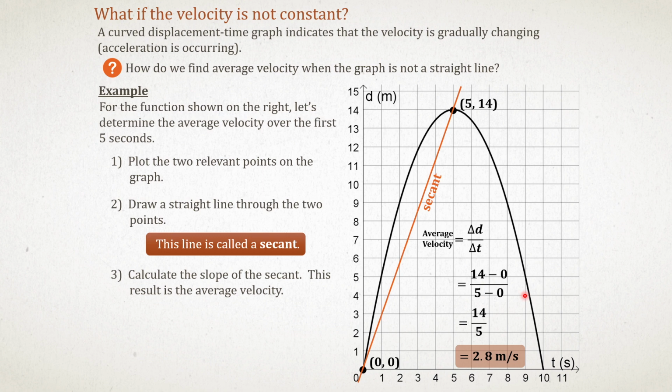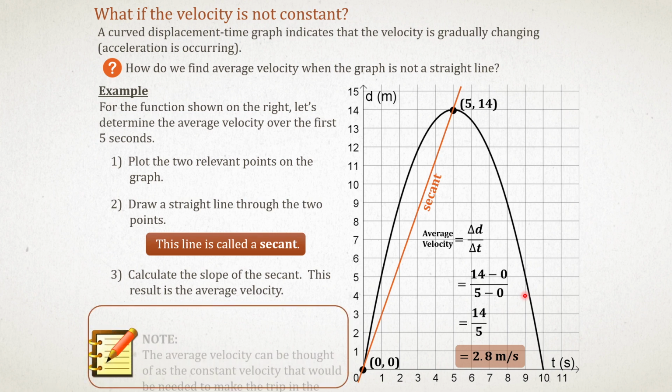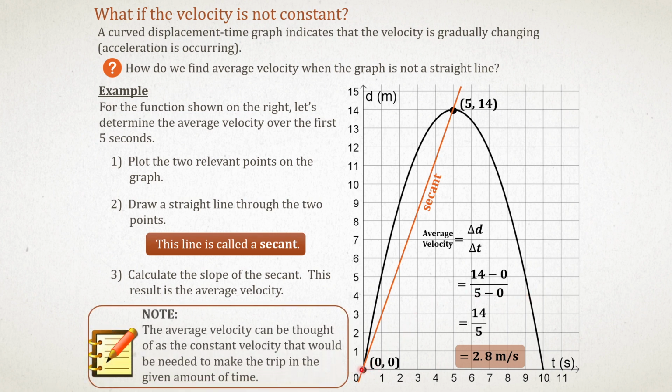Now, let's think about what that actually means. What that means is that if we were to make this journey from here to here in that same amount of time, so 5 seconds, but if we were to do it at a constant rate instead of a rate that is changing, that rate would be 2.8 meters per second. So it's essentially saying if we took that same amount of time to make this journey at a constant rate, what would that rate be? 2.8 meters per second. That is the average velocity.